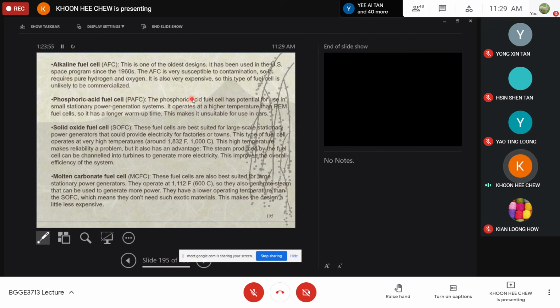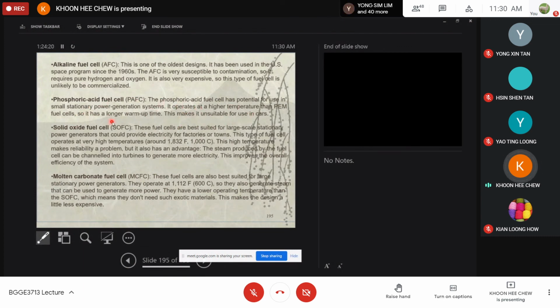The phosphoric acid fuel cell has potential use in small stationary power generation systems. It operates at a high temperature, and compared to the PEM fuel cell, the phosphoric acid fuel cell has a longer warm up time. This makes it unsuitable for use in cars. Okay, because it generates a lot of heat.